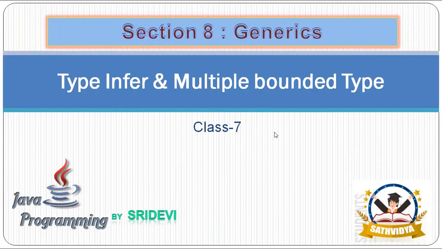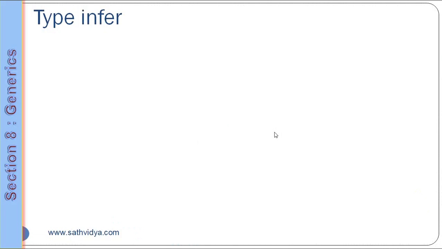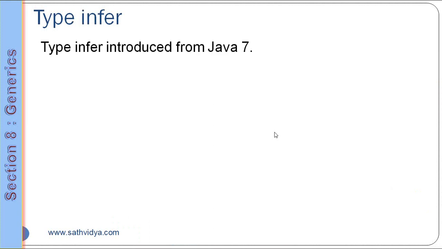Now we are in section 8. In this lesson we are going to talk about type inference, and we are going to talk a little bit more about bounded type parameters. From Java 7 this type inference was introduced.